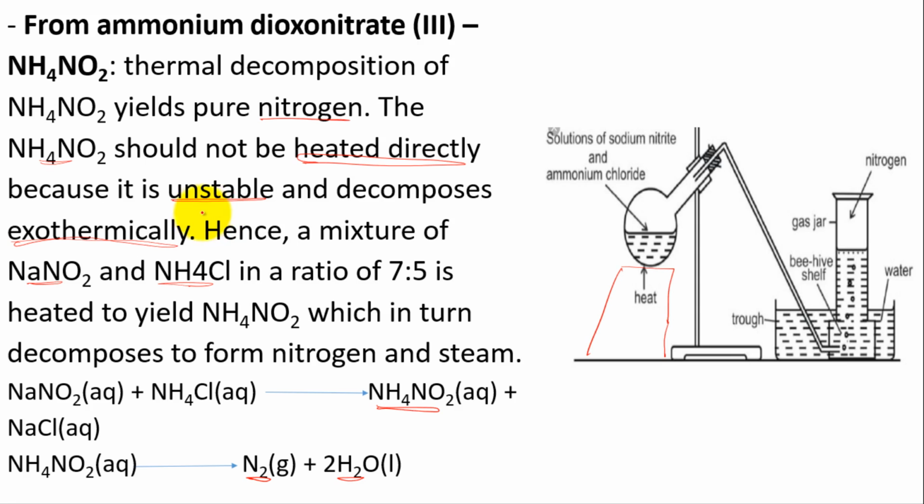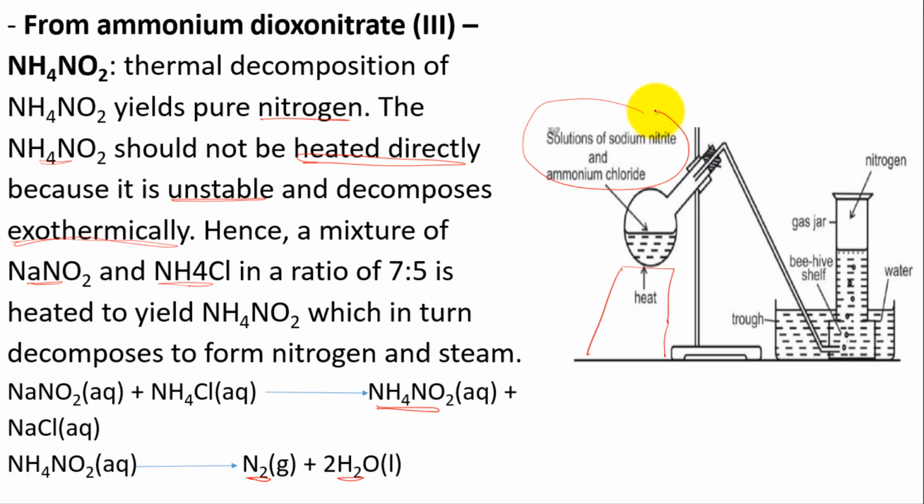Then how are we going to prepare it in the lab? Since we need ammonium dioxonitrate (III), you get sodium nitrite and ammonium chloride, so that by the time they react together, they give us ammonium dioxonitrate (III). And this will decompose in the solution to form nitrogen gas and water.